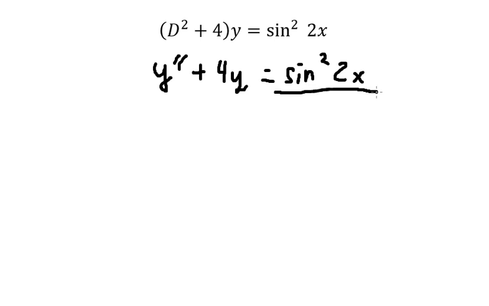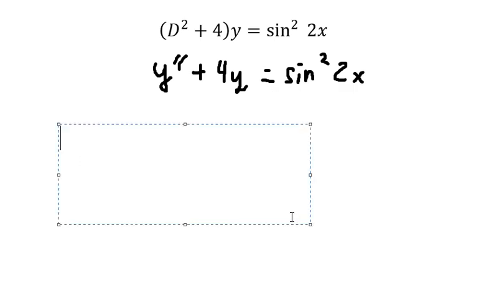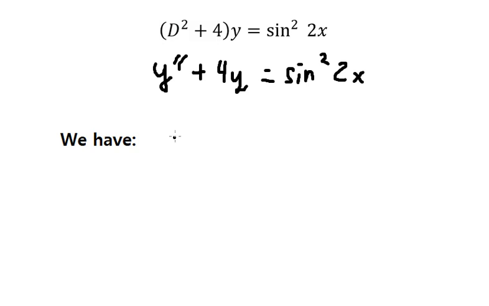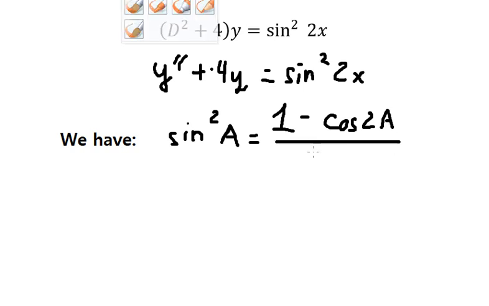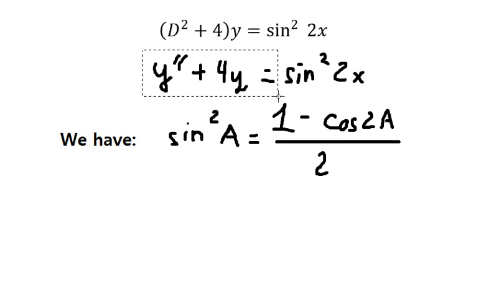About this one, we have the formula in here. We have sine squared a equals 1 minus cosine 2a over number 2. So we need to transform this one into this one, and we have it like this.